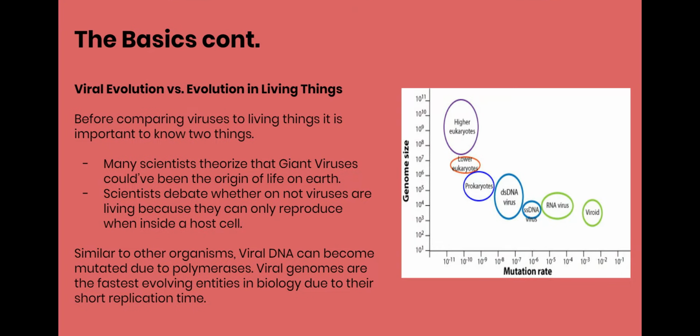Now let's compare viral evolution to evolution in other living things. Firstly, many scientists theorize that giant viruses could have actually been the origin of life on Earth. And secondly, they debate whether or not viruses are living because they can only reproduce when inside a host cell, but at the same time, they contain their own genetic information. Similar to other organisms, viral DNA can become mutated due to polymerases during replication. Viral genomes are, in fact, the fastest evolving entities in biology due to their short replication time, and that can be seen in the graph here. You can see the replication time and mutation rate for DNA viruses and RNA viruses.